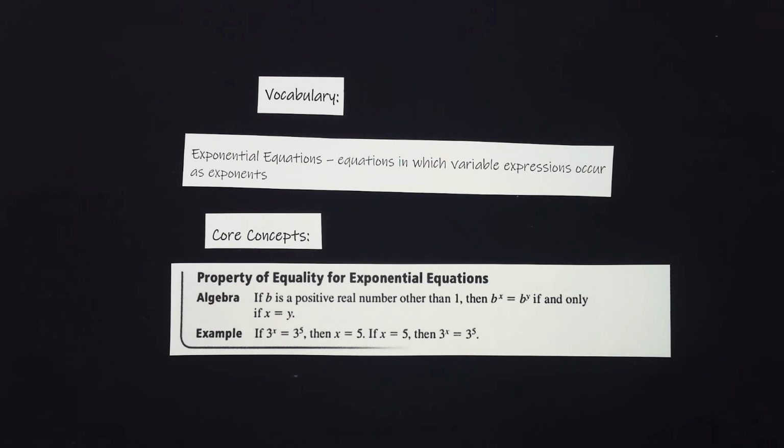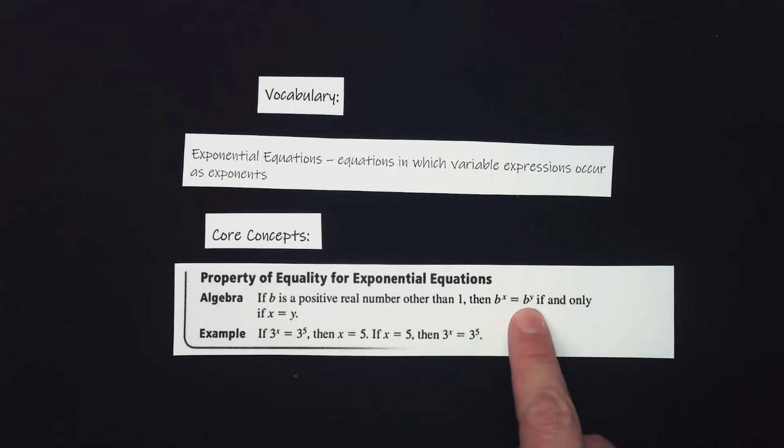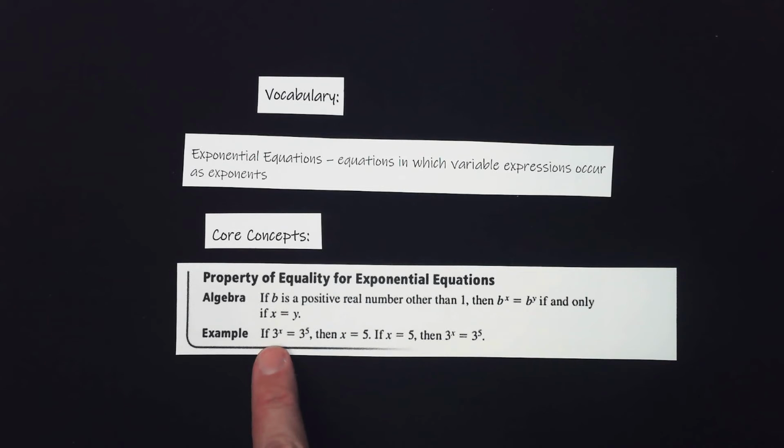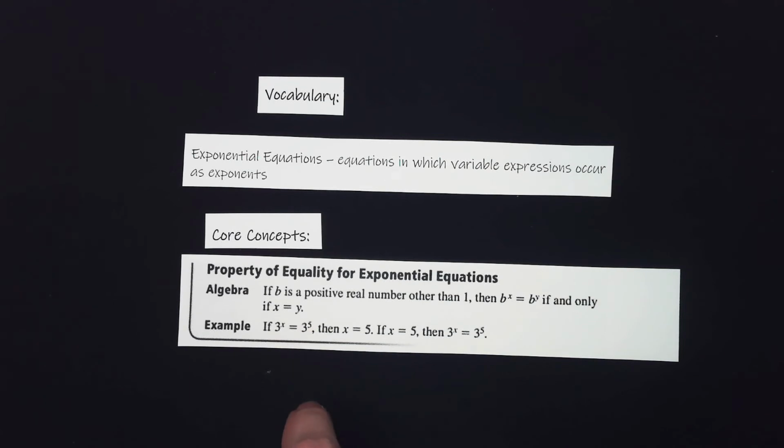If b is a positive real number other than 1, then b to the x equals b to the y if and only if x equals y. So if our bases are the same, it means our powers have to be the same. So 3 to the x, see there's our exponential equation there, 3 to the x equals 3 to the 5th. Well, the bases are the same, therefore the powers have to be the same. Okay? So let's go to our problems here, and we're going to solve these exponential equations.